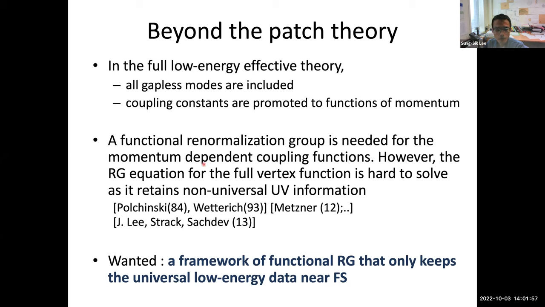However, this exact RG equation is usually very hard to solve because it retains a lot of non-universal information at general momentum, okay? But for the low energy physics, we don't really care about what happens far away from the Fermi surface, right? We are mainly interested in the physics near the Fermi surface. So we should be able to throw away a lot of momentum dependence that has to do with the momentum perpendicular to the Fermi surface and keep only the information along the Fermi surface, okay? So that's the framework that we need, a framework of some form of functional RG that keeps the universal low energy data near the Fermi surface, okay?